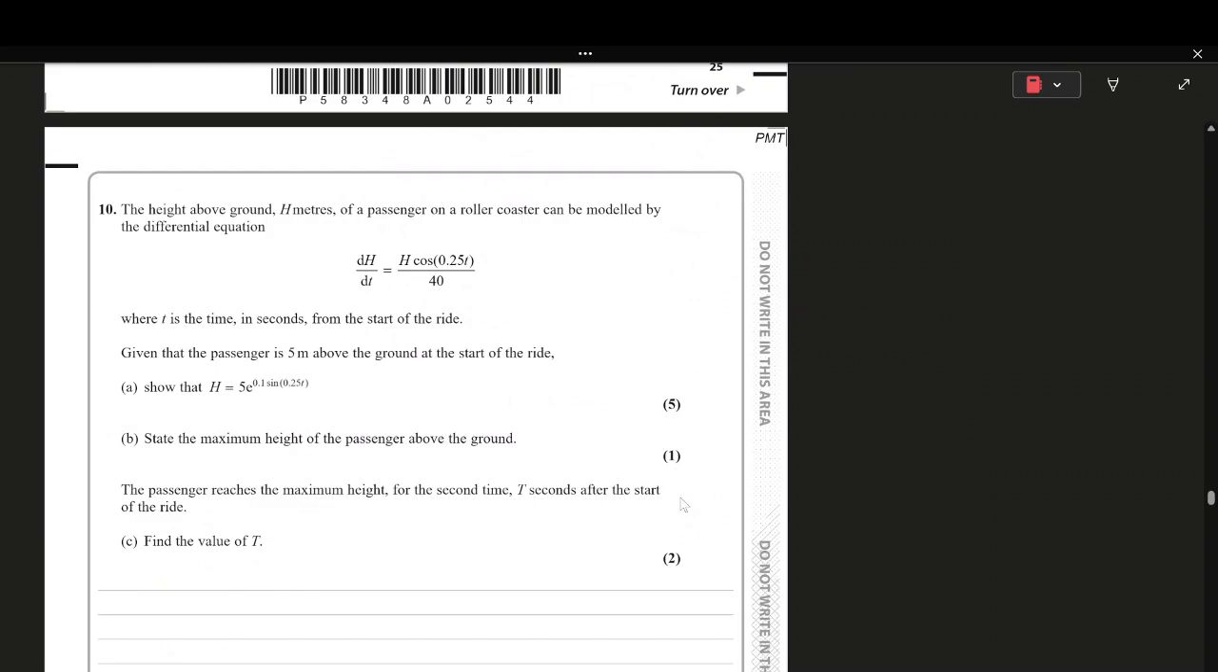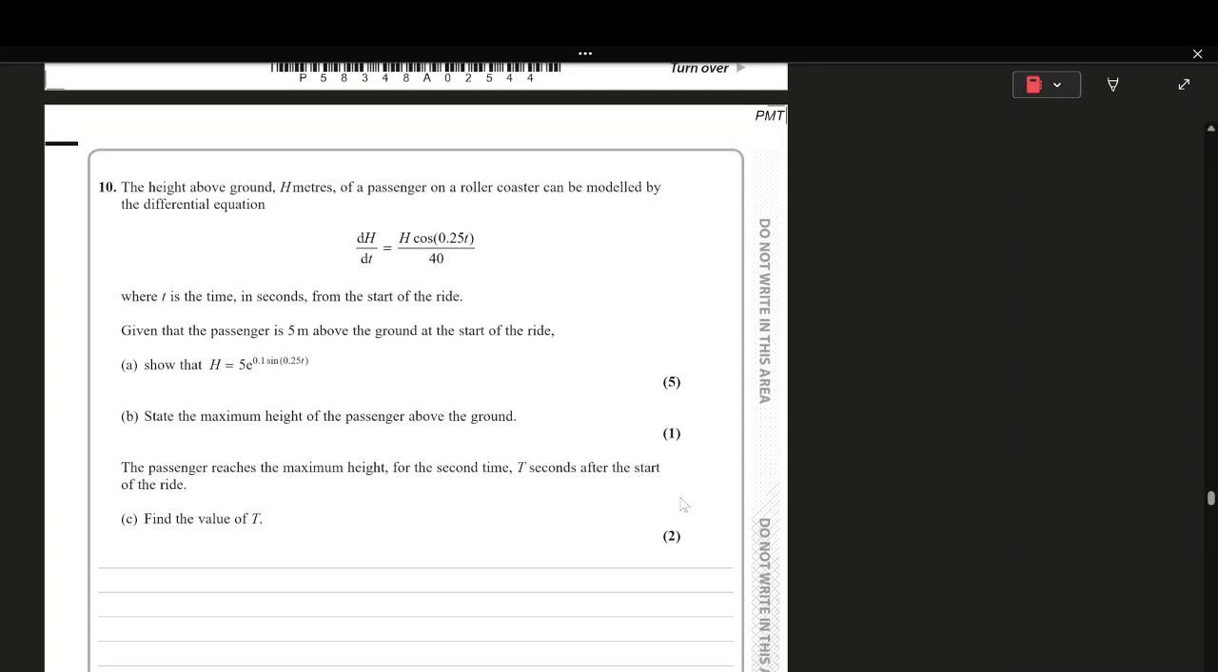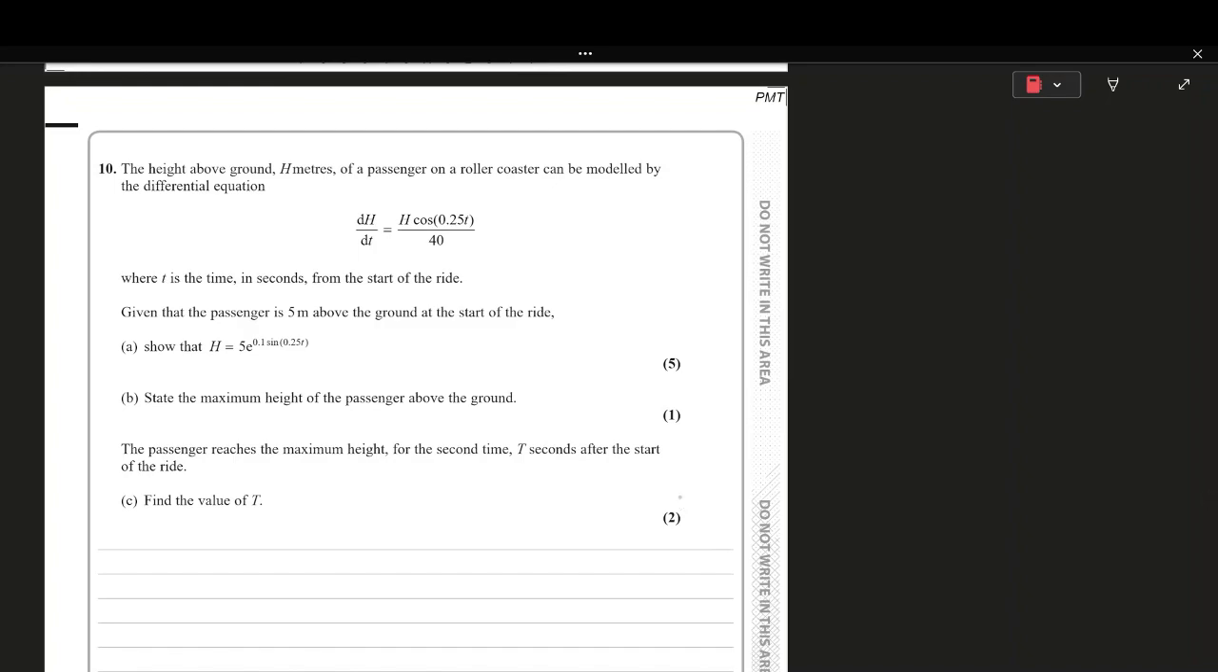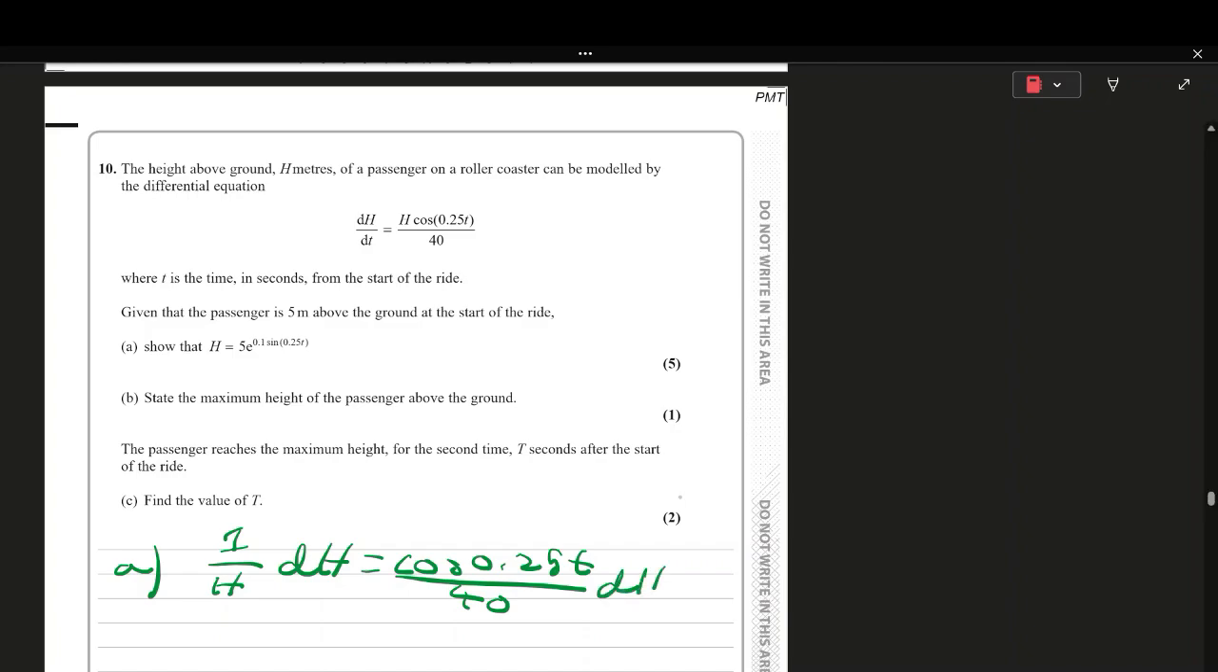The height above ground h meters of a passenger on a roller coaster can be modelled by the differential equation. There it is. Where t is the time in seconds from the start of the ride. Given that the passenger is 5 meters above the ground at the start of the ride, show that h is equal to 5 e to the power of 0.1 sine 0.25 t. So we can start by dividing by h and multiplying by dt, so we get all the values onto the same side. So cos 0.25 t over 40 times dh dt.